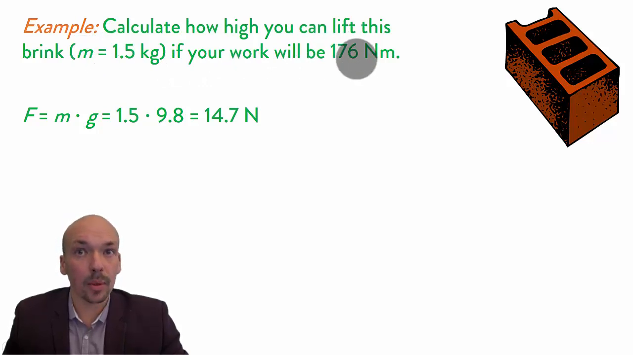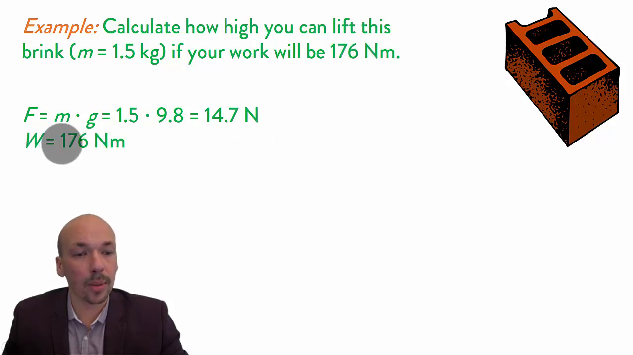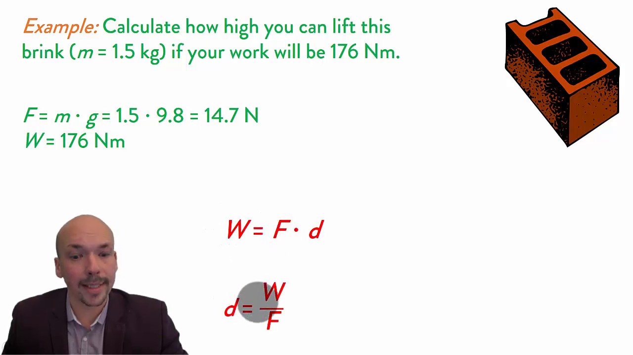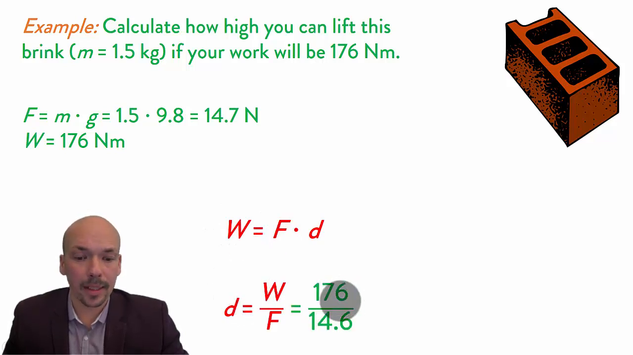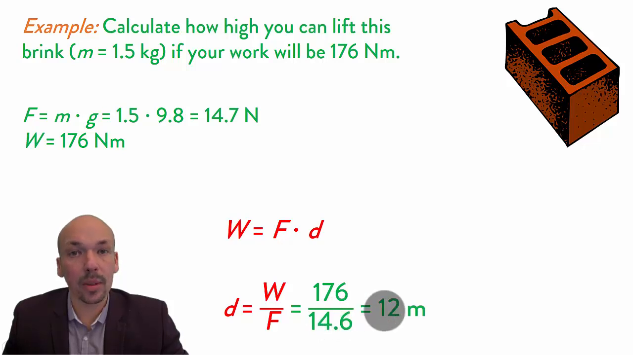You know the amount of work you put into it, so you can calculate how high you have lifted the brick. So the work is 176 Newton meters or joules. This is the equation, and we need to calculate the distance. So we have to divide the work by the force. So it will look like this. 176 divided by 14.7 equals 12 meters. So that's the height that you have lifted the brick when you use this amount of work. Of course, if you want to lift it higher, then you need more work. And if you want to lift it lower, then you don't need this much work.